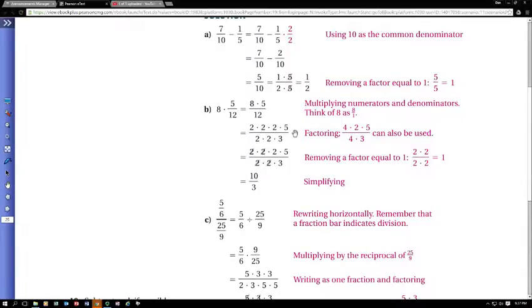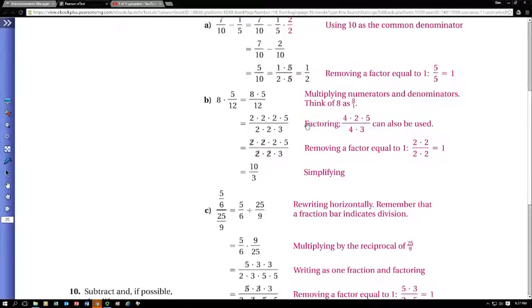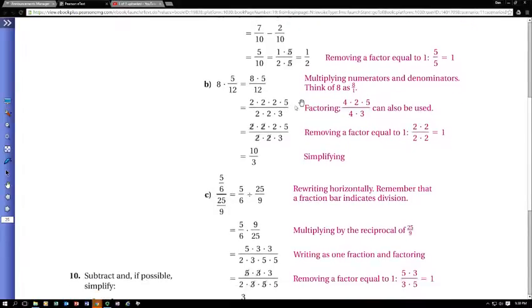And here they're going to say, well, I want my result, or my product in this case, to be in simplest form. Well, I don't want to multiply this and get 40 over 12. I can break this down into prime factors right now. 8 is 2 times 2 times 2, and 5 is prime. And 12 is 2 times 2 times 3.